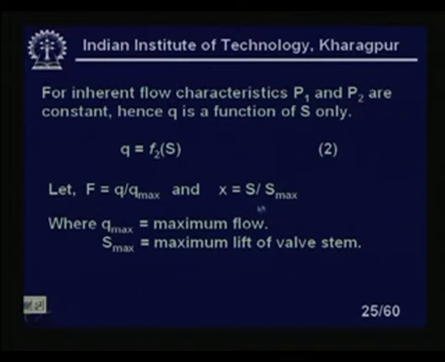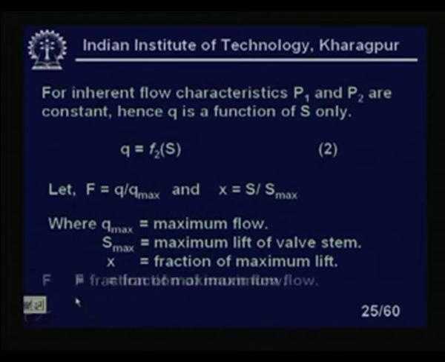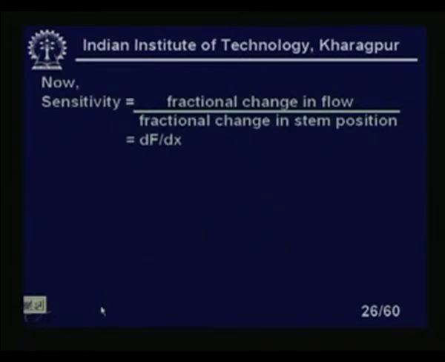If you take the ratio, it will give you the percentage of the flow and the percentage of lift. X is the percentage of lift and F is the percentage of flow. When Q equals Q max, F will be 100%, and when S equals S max, X will be 100%. That means the valve is totally open. X is a fraction of the maximum lift and F is a fraction of the maximum flow. Clear? Now sensitivity we defined as a fractional change in flow upon fractional change in stem position.